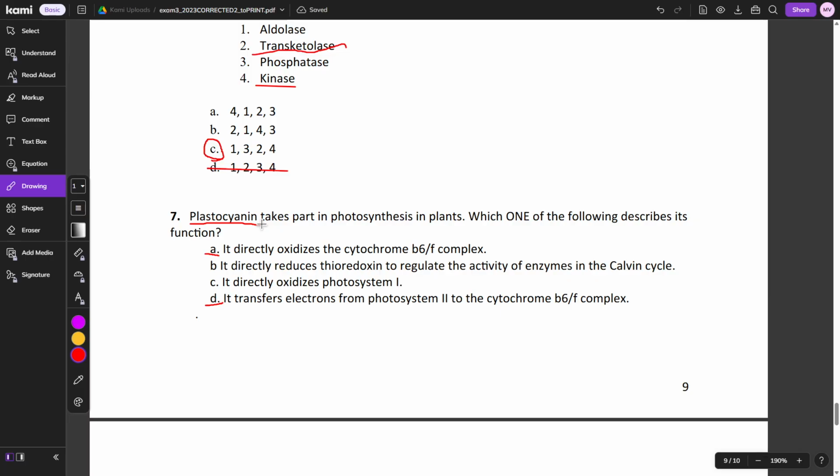Remember the quinones are related, right? They do the same kind of carrying job. So in the mitochondria, it goes from 1 to 3 and 2 to 3. In the plants, it just goes from photosystem 2 to B6F, right? So in this case, it would actually be A, because it is oxidizing the B6F complex, reducing itself, and then donating its electrons later on in the pathway.